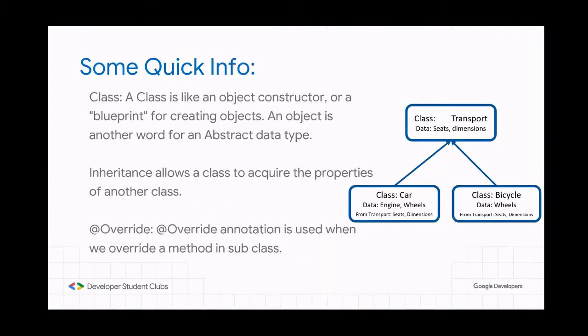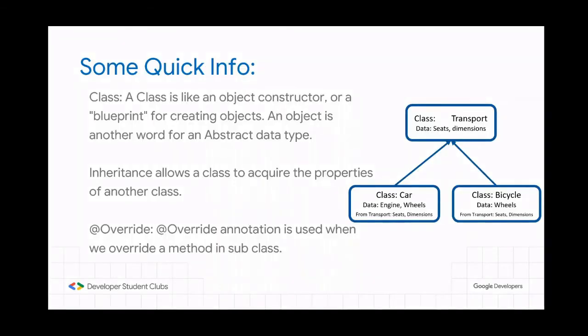So here are a few quick concepts before we get started with the app. Classes are basic building blocks in object-oriented programming. A class is used to define an object. Objects are another word for abstract data types in object-oriented programming. It defines a set of properties and methods that are common to all objects within that class.